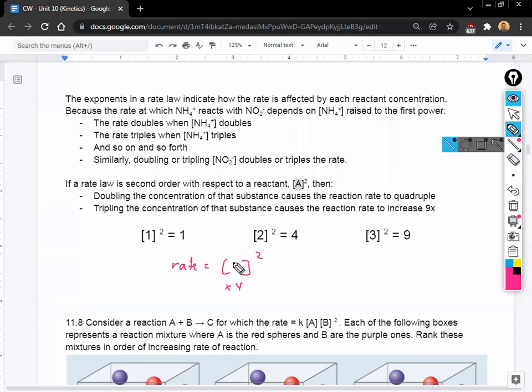Yes, there we go. Okay, because if it's 3, then it's going to go up by times 9. So just keep in mind that the exponent is going to change the rate, because you need to apply the exponent to the concentration.